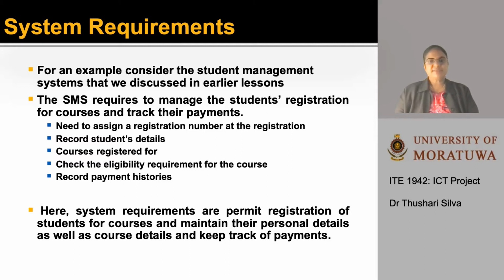So what system requirements did we identify here? They are related to the registration of students for courses and maintaining their personal details as well as course registration details, and keeping track of their payments. Those are the major sections, major processes that we need to dig into and identify sub processes or functionalities that we call system requirements.